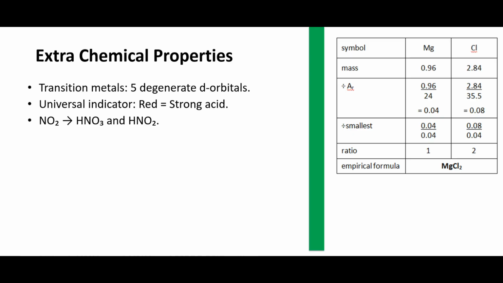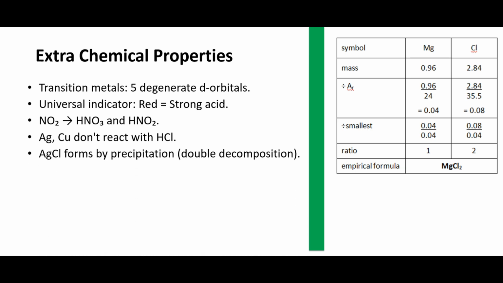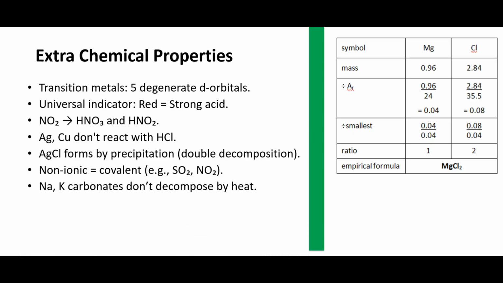Silver and copper don't react with dilute HCl, no hydrogen gas released. They are lower than hydrogen in the reactivity series. Silver chloride is formed by double decomposition, this is because it is insoluble. Mind you, the correct word should be a precipitation reaction. Any compound that is not ionic, it's a covalent compound, like nitrogen 4 oxide, sulfur 4 oxide.